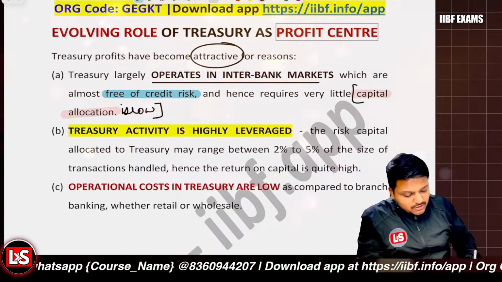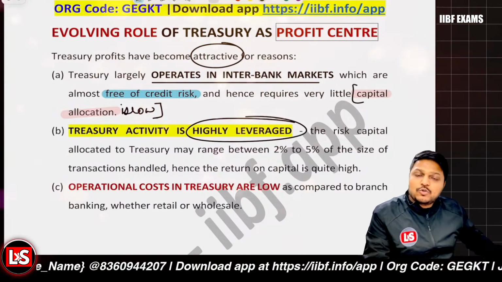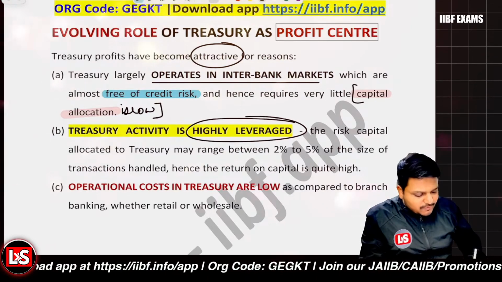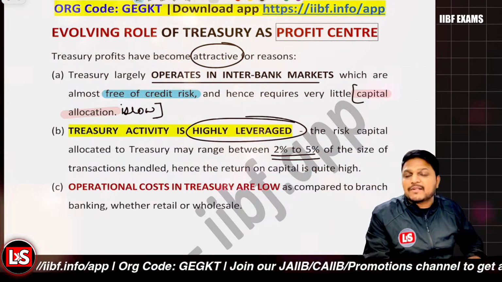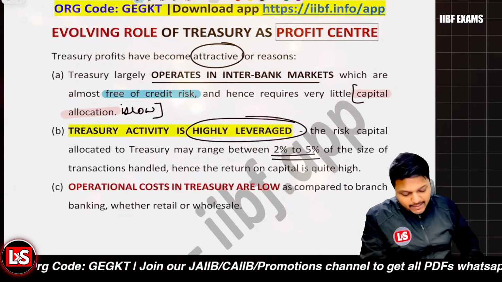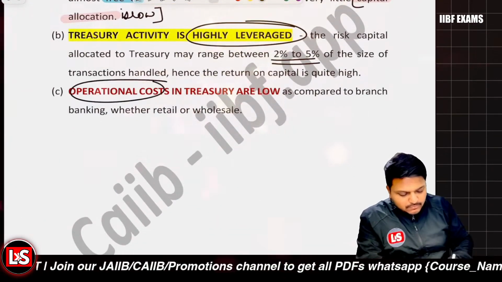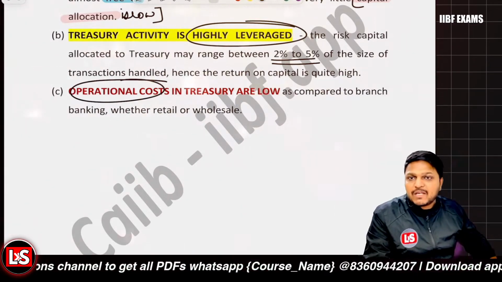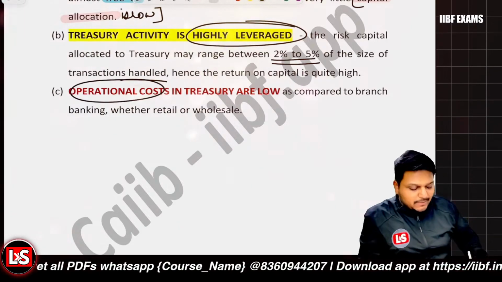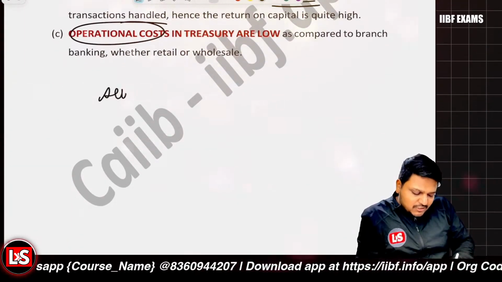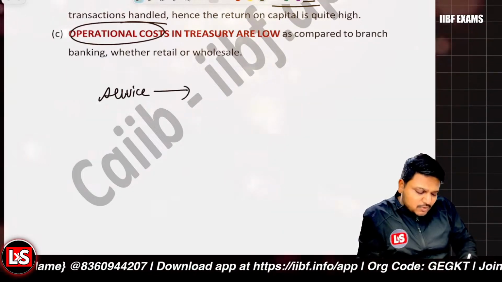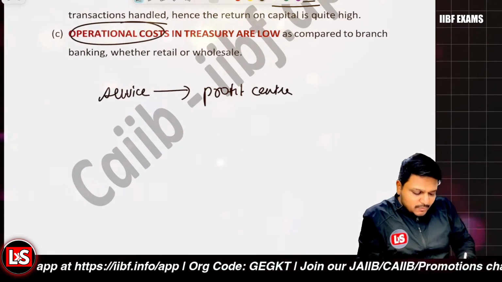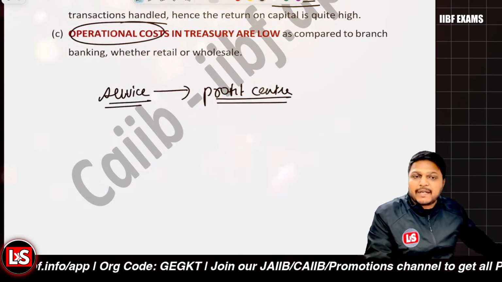And the second thing is that it is highly leveraged. You require just 2 to 5% margin money to participate in the transaction, and the return is quite higher. Also the operational cost is very low, because fewer resources are required compared to retail banking or wholesale banking. This is why the treasury is shifting its image from the service center to the profit center.